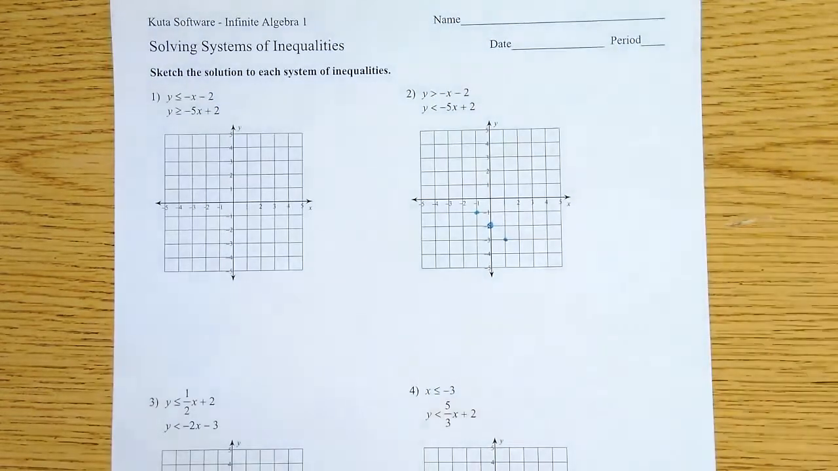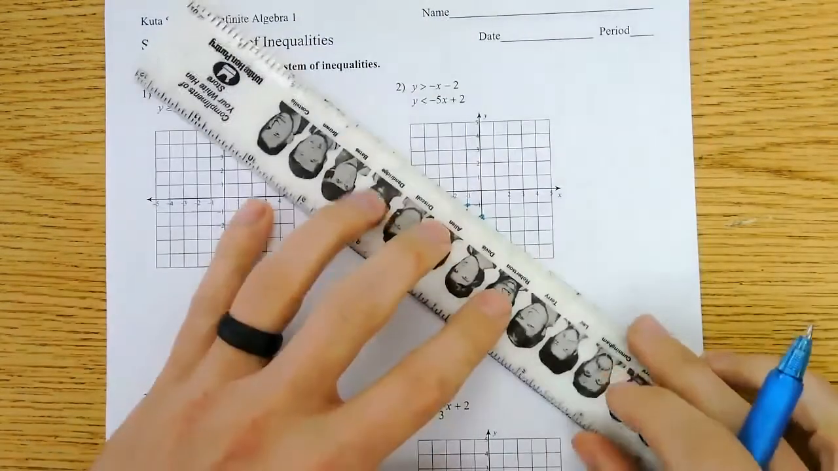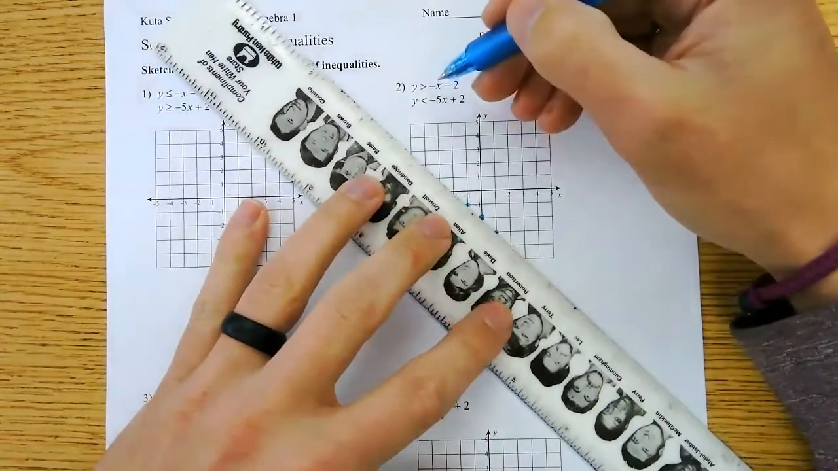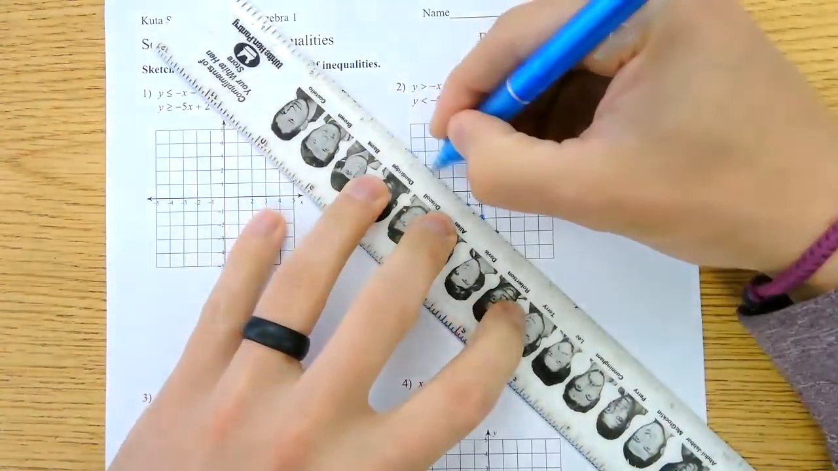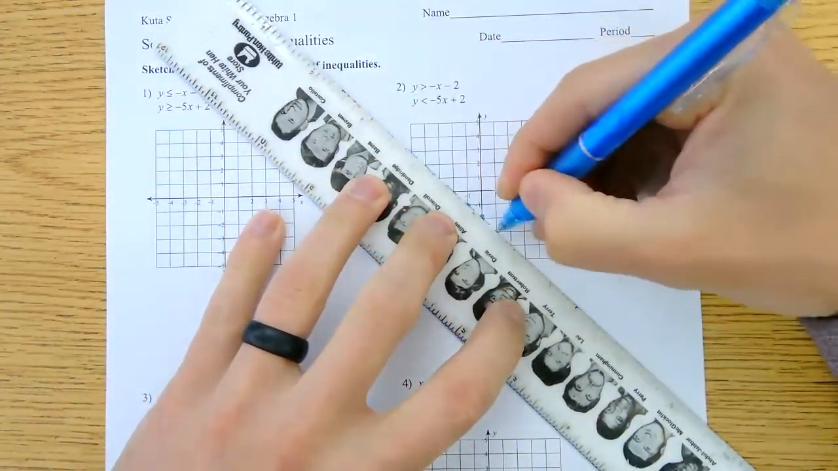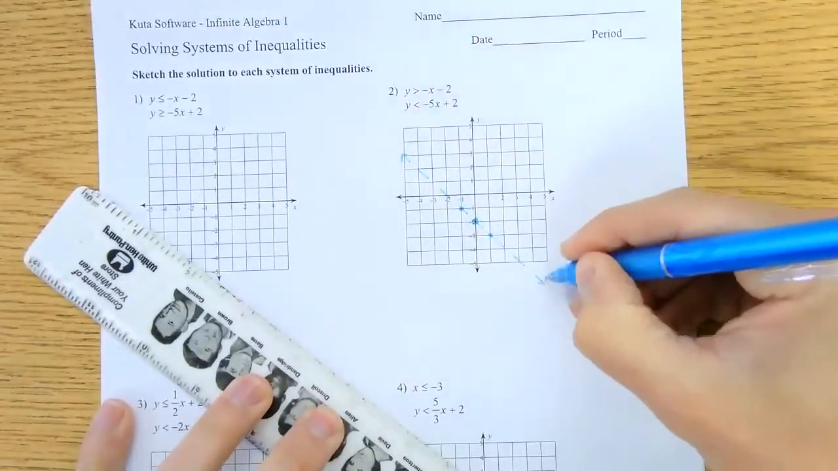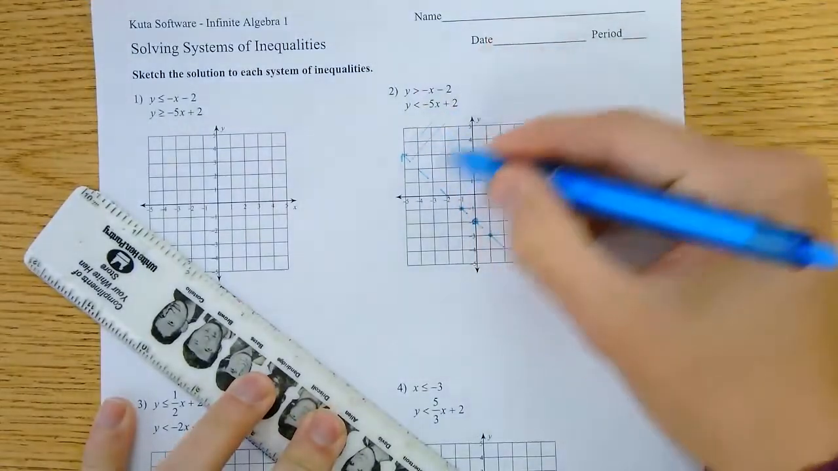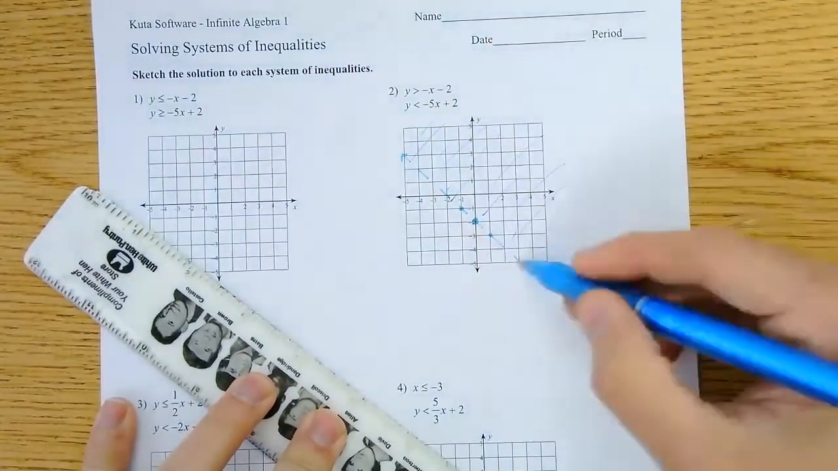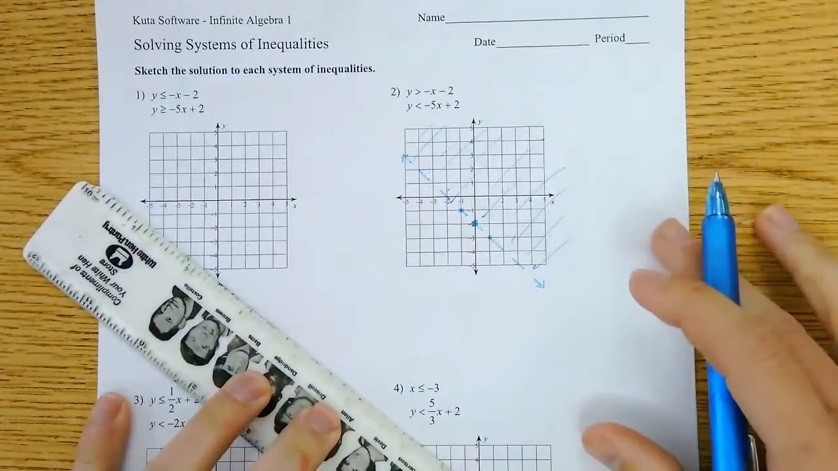So the big difference between this one and the first one is, we graph this line, since it's just greater than, it should be a dashed line like so. So we are not including the points on that line. Greater than, we shade above. So we get something like that.